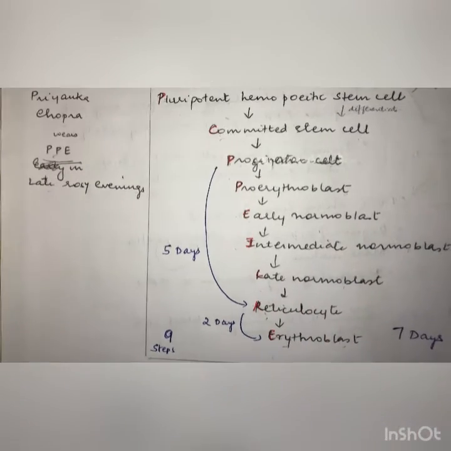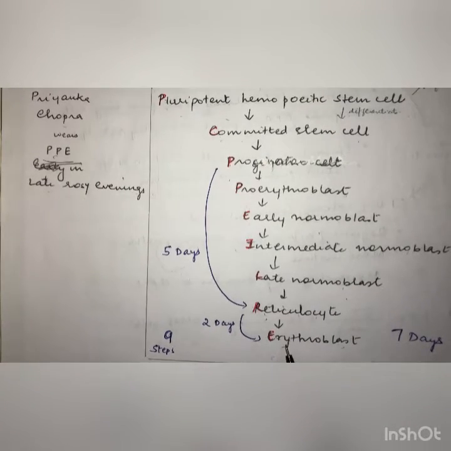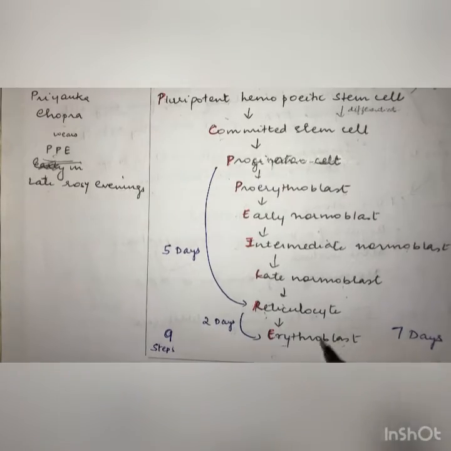C stands for committed stem cell. P stands for progenitor cell. P for proerythroblast. E for early normoblast. I for intermediate normoblast. L for late normoblast. R for reticulocyte. And E for erythrocyte.